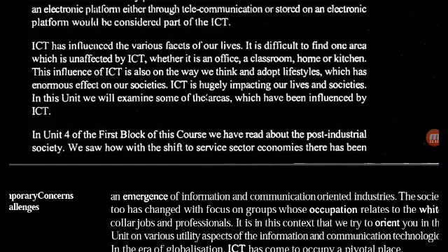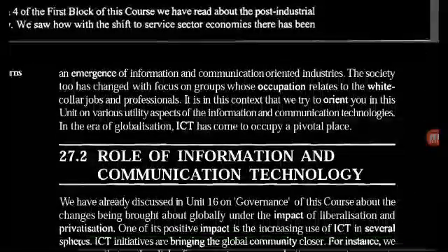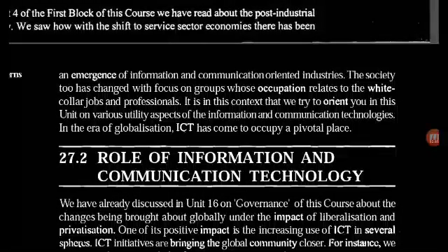In Unit 4 of the first block of this course, we have read about the post-industrial society. We saw how the shift to service sector economies has brought an emergence of information and communication industries. The society too has changed, with focus on groups whose occupation relates to white-collar jobs and professionals. It is in this context that we try to orient you in this unit on various utility aspects of the information and communication technologies. In the era of globalization, ICT has come to occupy a vital place.